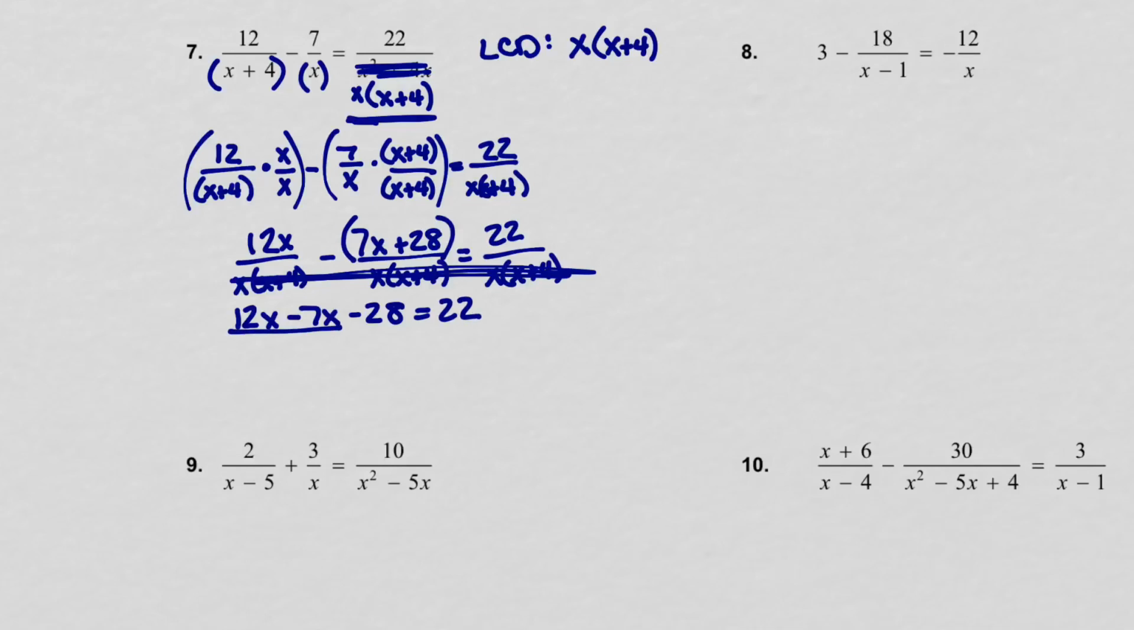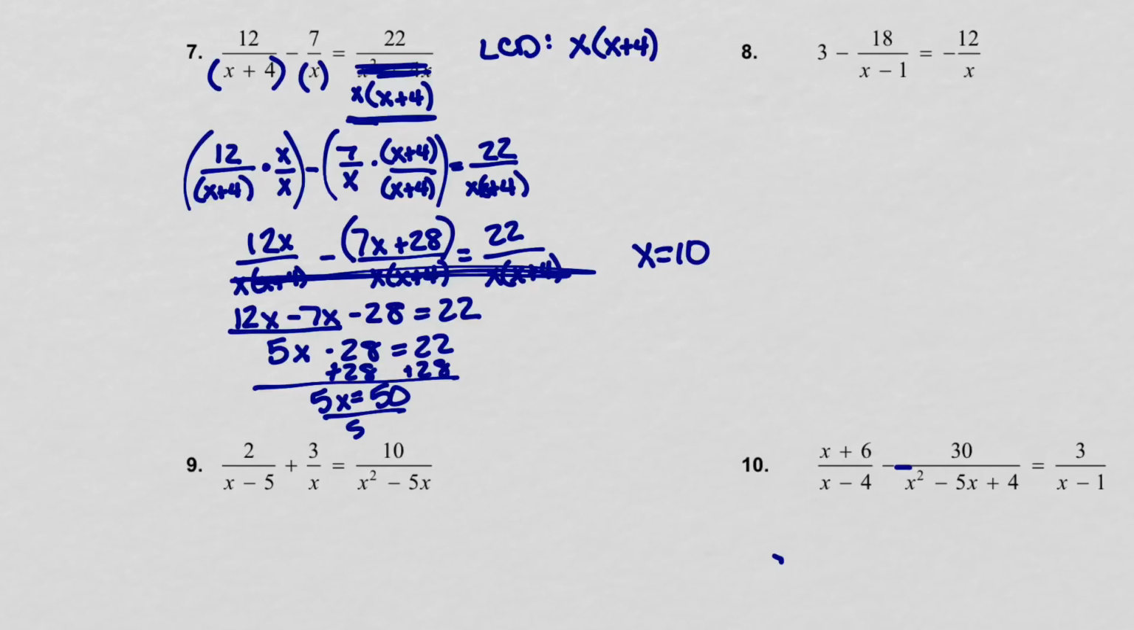Okay, so here's some like terms. So I get 5x minus 28 equals 22. I'm going to add 28 to both sides. So I get 5x equals 50. Okay, and then you divide everything by 5, and you get x equals 10. So you need to double check that none of your denominators turn into 0, and they do not. So that is the solution.